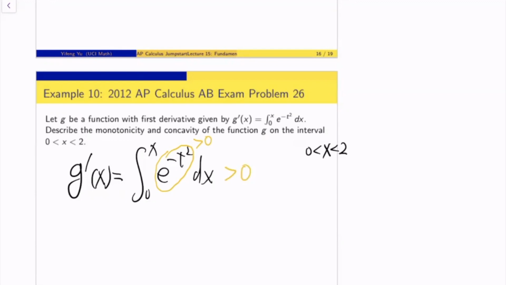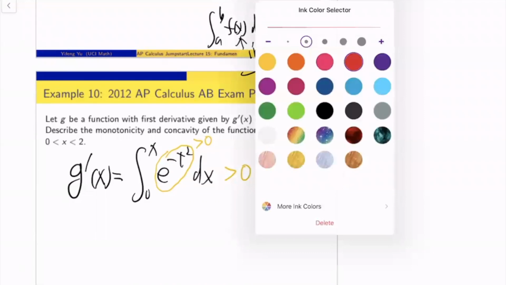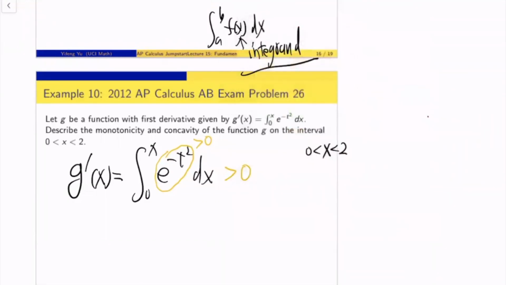The function inside is called the integrand. By the way, if you look at f(x) dx, this f(x) is called the integrand. So the integrand is positive. Then of course the integral is also positive, right? So then we get the function is strictly increasing.